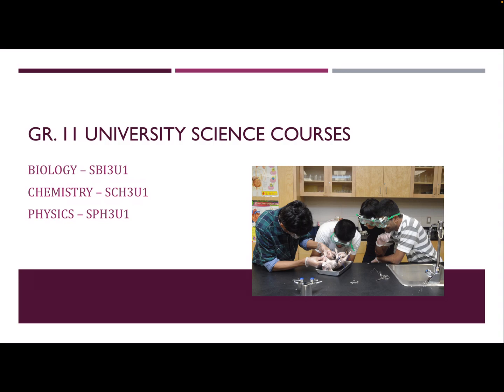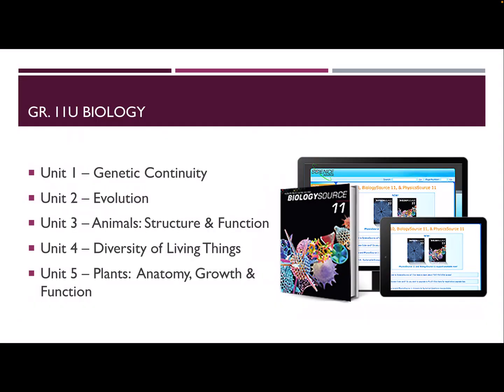In grade 11, the university level courses we have are biology, chemistry, and physics. Here in the diagram, you can see some of our grade 11 students doing a fetal pig dissection. The units in grade 11 biology offer general interest topics. We have a unit on genetics, one on evolution.